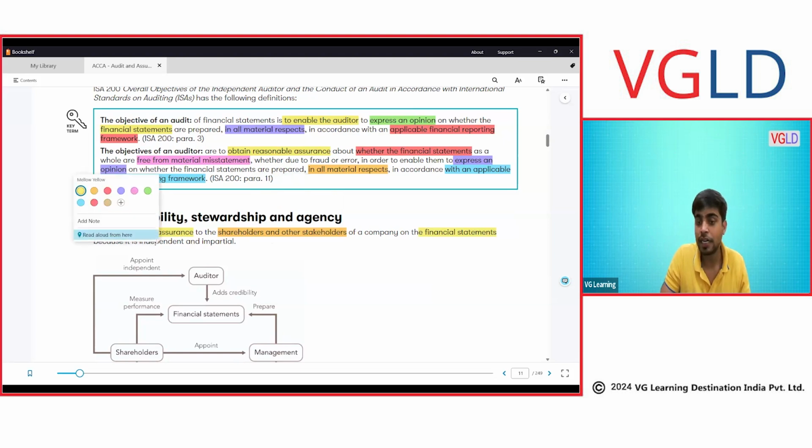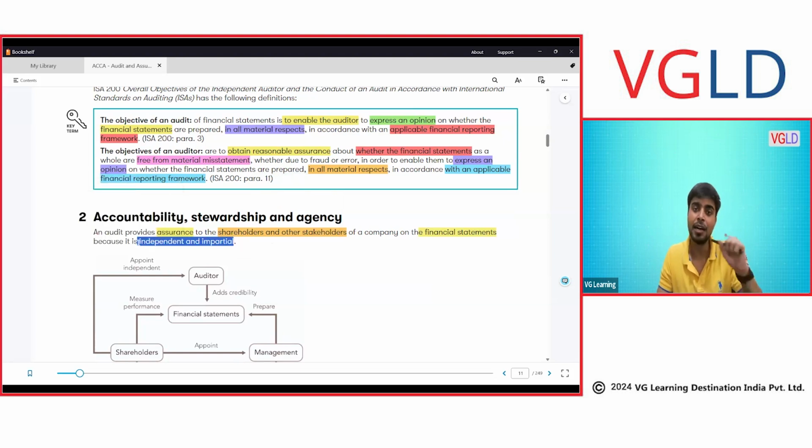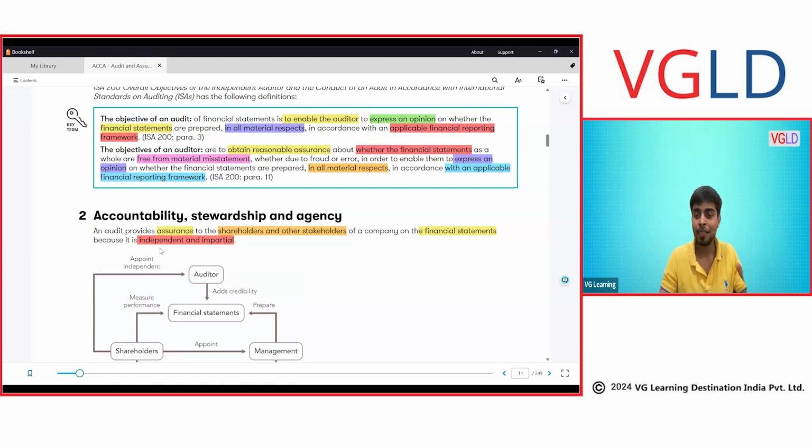And the auditor is an independent and impartial person. Why? It's a third party, and a third party is an independent person. They have no concern with the director or with the shareholder. They are just there to provide their opinion. So the important parts of an audit are that they are independent and unbiased, with no relation with the director or the shareholder. They are just there to give the opinion. They are acting as an agent for the shareholder. So you can see there will be two agents.